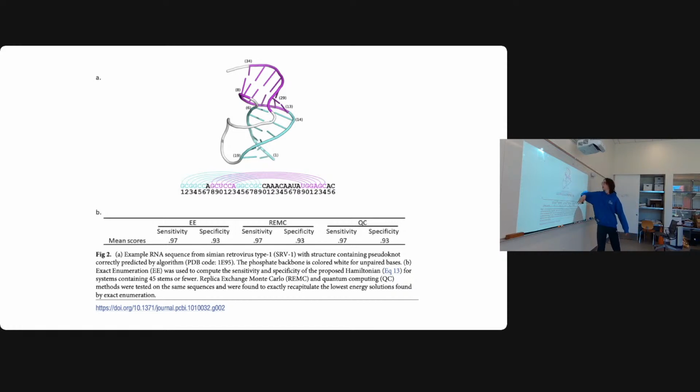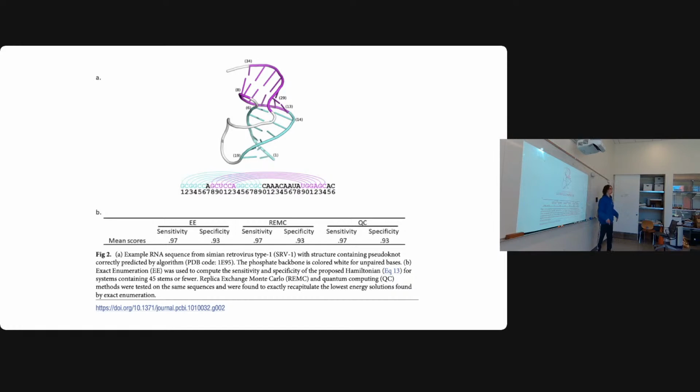So purple is paired together, blue is paired together. This is the exact same thing, showing pairings. And these are 3 different methods of predicting the folds. EE is a type of classical computing method that is widely used. Same with REMC. It's another predictive method. And then the quantum computing.